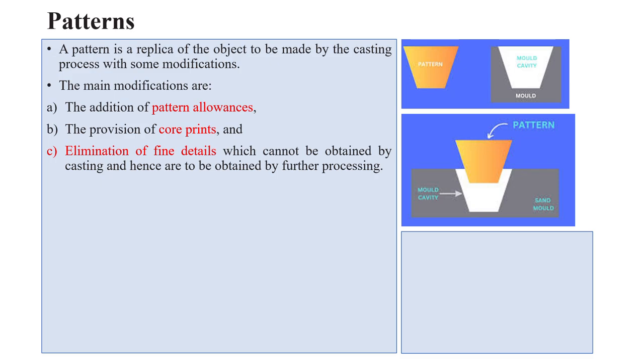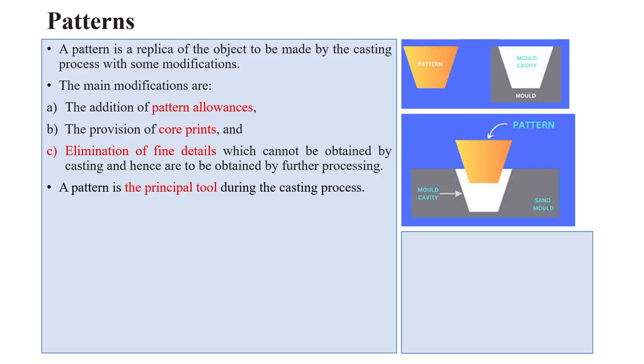Second is the elimination of fine detail. Elimination of fine detail means that if you have to produce some object, all the details are not produced by the pattern. Some we can produce by further processes, like machining, and by using other processes we can provide some fine details. So these are some modifications in the pattern compared to your object, but it is similar to your object. So we can say it is the replica of the object that is going to be produced by the casting process.